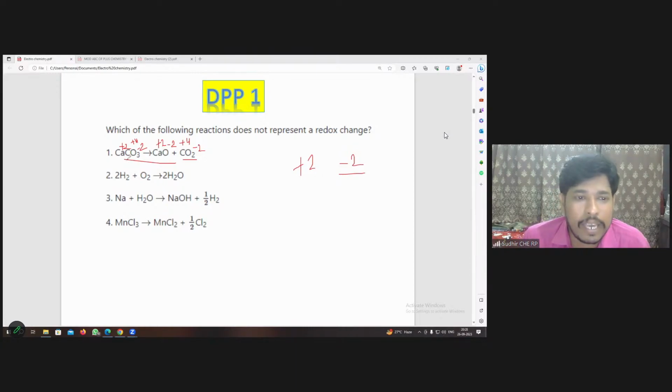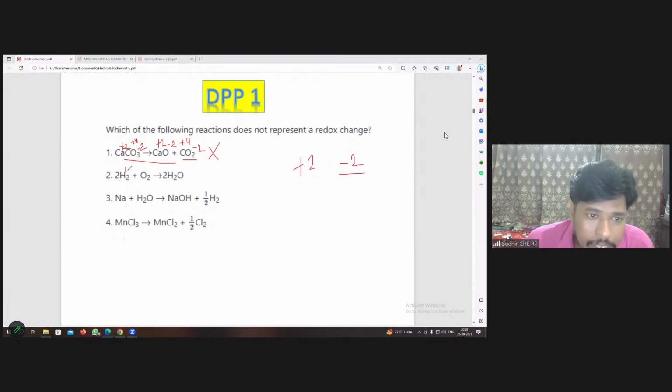Tell me please. Calcium is +2 and after reaction also +2. Carbon is +4, after reaction also +4. And oxygen is -2 before the change and even after the change. So as there is no change in the oxidation numbers in this equation, I can say this is not a redox reaction. But if you see the other equations, like the second, third, and fourth equations, definitely you can observe some change in the oxidation numbers of the different elements.